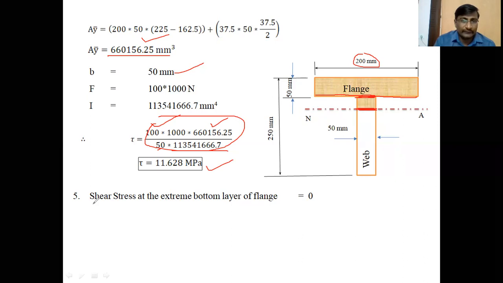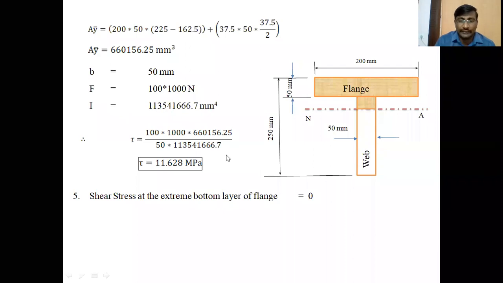Again, the fifth point is shear stress at the extreme bottom layer. Extreme bottom layer means at this place. If we consider the layer at this place, there is no area below this. Therefore, there is no sliding resistance force at this layer. Therefore, shear stress is 0 at the extreme layers. So, always you should mention the shear stress at extreme layers as 0. Okay, these are the shear stress values at different locations.